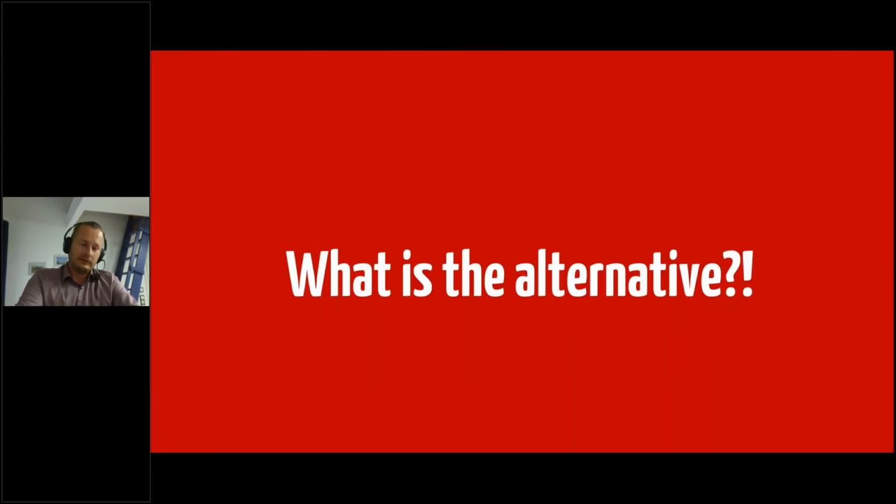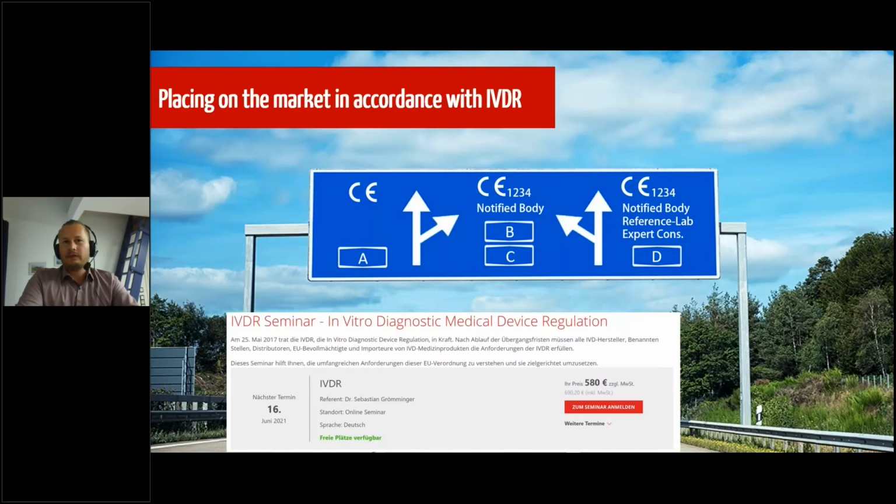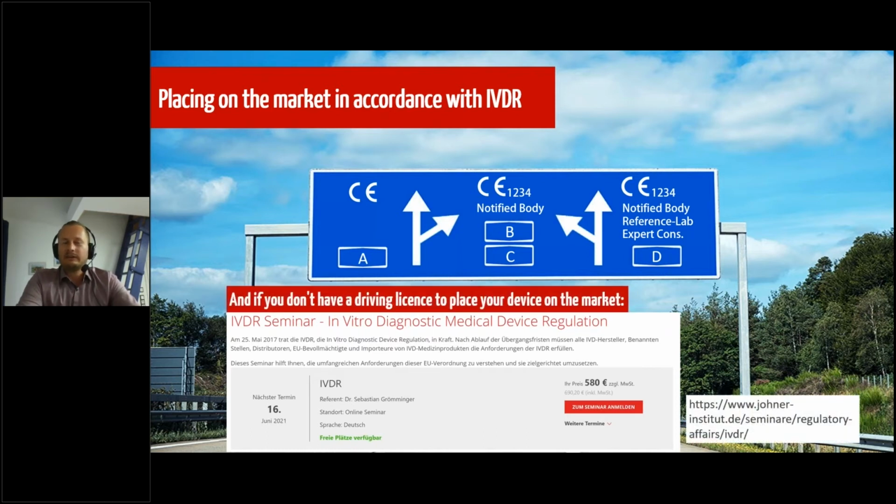What is the alternative? You can place the product onto the market for products that are used or developed in your own laboratory. If you'd like to learn how to do that, you may visit our IVDR Seminar, which we can provide in English as an in-house seminar as well. And if there are enough requests, we can have an official seminar in English as well.